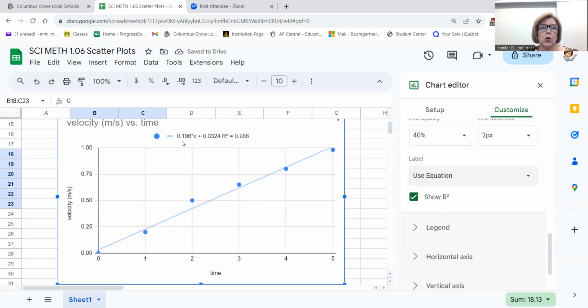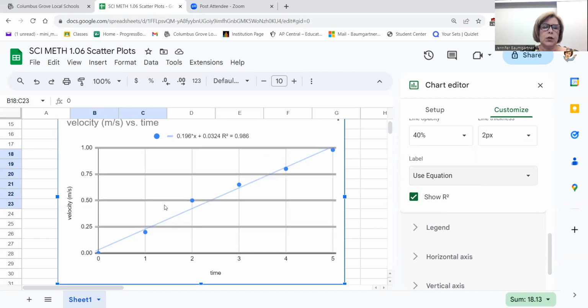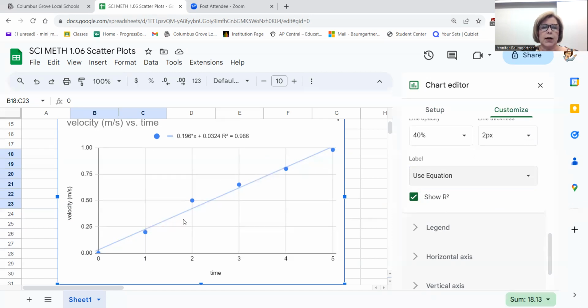So my slope is 0.196. My correlation coefficient is 0.986. That's not a bad graph. It's not great, but it's not horrible. You can see our line kind of splits the difference between some of these points, but overall, it looks like it's pretty usable.